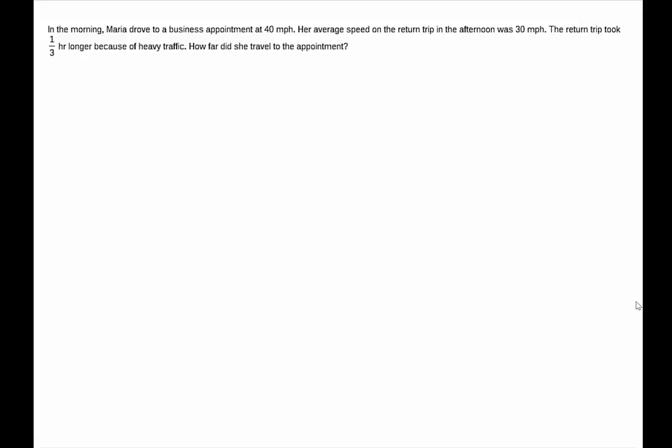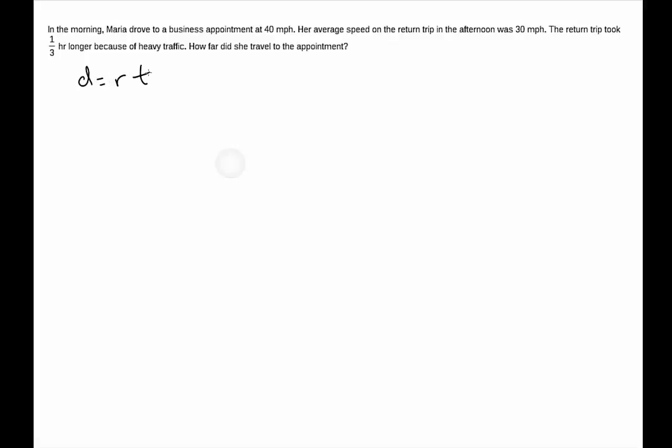So here we're given a problem where we're asked to calculate the distance that Maria traveled. Now first off, they give us a few pieces of information having to do with her rate. Now distance is just equal to the rate times time.